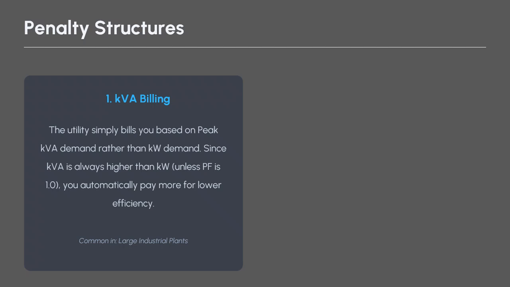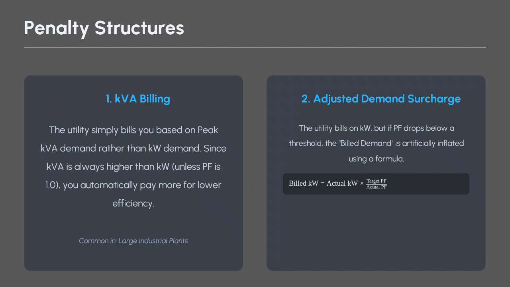The second, and more common method, is the adjusted demand surcharge. The utility bills on kW, but if your power factor drops below a predefined threshold, your billed kW is artificially inflated using a multiplier. This multiplier is calculated by taking the target PF divided by your actual PF. As your power factor drops, this multiplier increases your billed demand, forcing you to pay a surcharge.